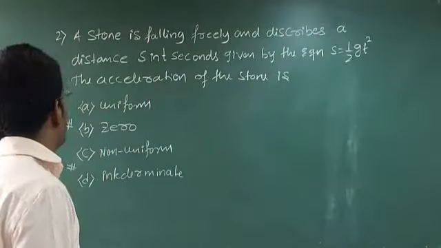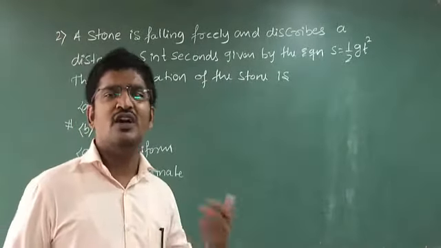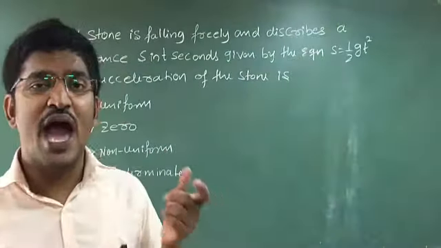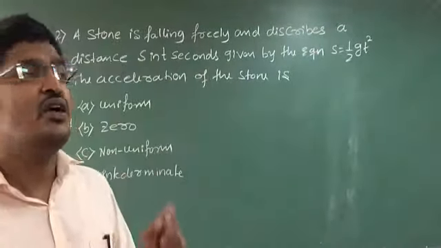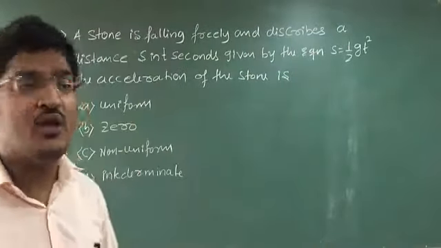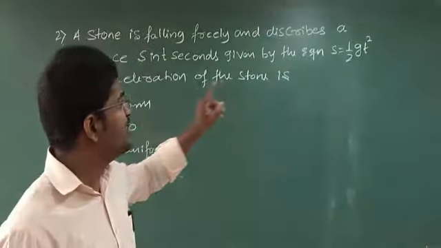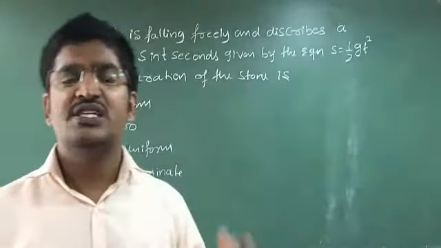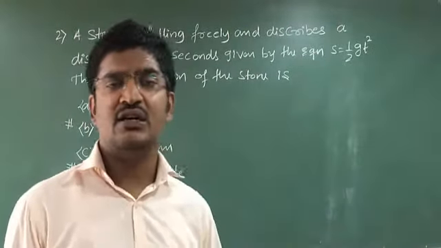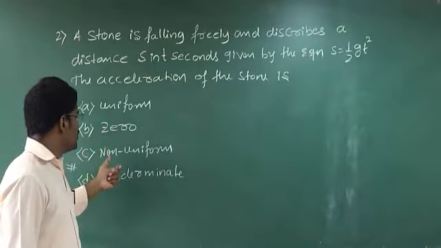Okay? So now they have given the equation of displacement, or we call it a function of displacement. Using that displacement, you have to find the acceleration. Whether it is uniform, zero, non-uniform, or indeterminate. That means the acceleration defined by s equal to half g t square is going to be one of these, and that we have to calculate. Clear? So see here, uniform, zero, non-uniform, indeterminate.